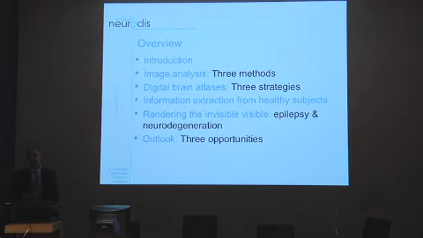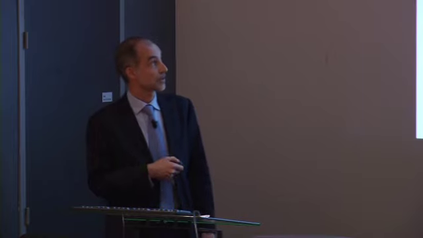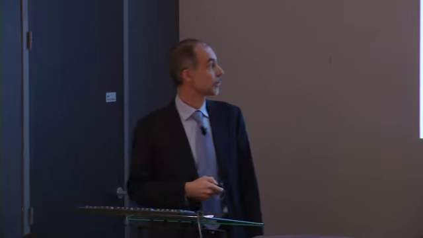So I will be giving a very brief introduction because I realize many of you are neuroscientists and don't have anything to do with imaging. So we'll give a very brief overview of imaging and image analysis. Then I'll talk about 3 strategies for using digital brain atlases. I'll give some examples about extracting information from images of healthy subjects, and then talk about 2 clinical domains, epilepsy and neurodegeneration, where atlases can help to render the invisible visible, and finish with an outlook of 3 opportunities.